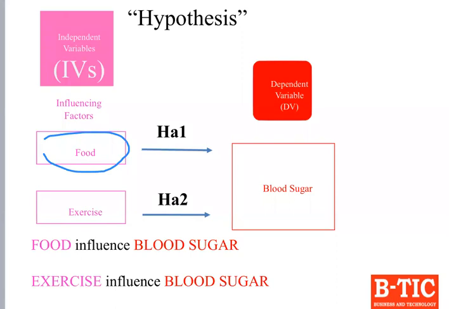If you find a pattern in your graph, you can say yes, your hypothesis is accepted. And if you see no relationship in the graph, we can simply say this hypothesis is rejected, because this food is not influencing the blood sugar of these patients. Simply this, right? So very simple concept.